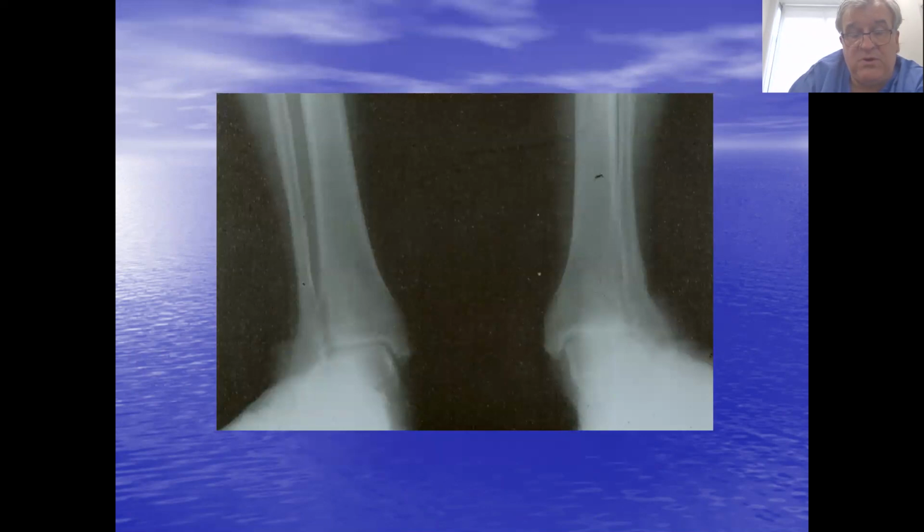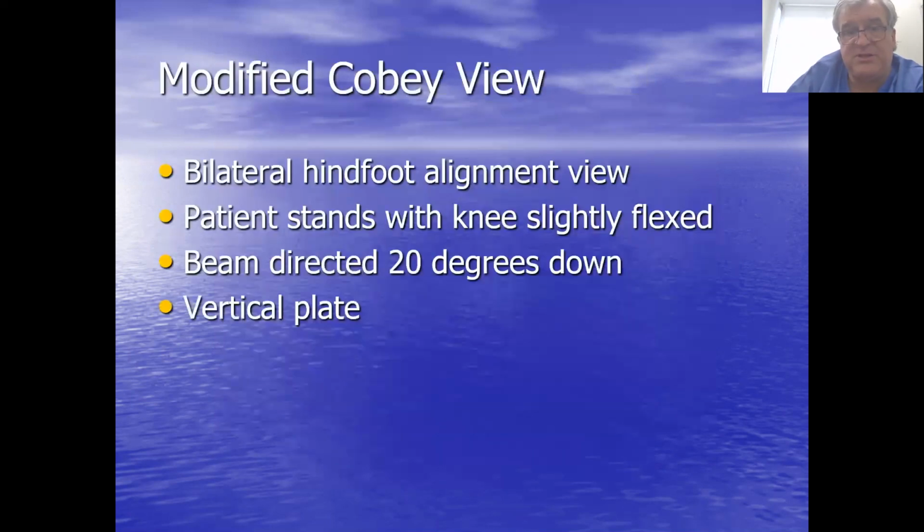This is stage 4. If you look at the view on the left, you can see a congruent ankle joint. On the right, you've got a horrible valgus ankle, bone on bone, and you've even developed further up a lateral fibular stress fracture. The Kobe view is a bilateral hindfoot alignment view.